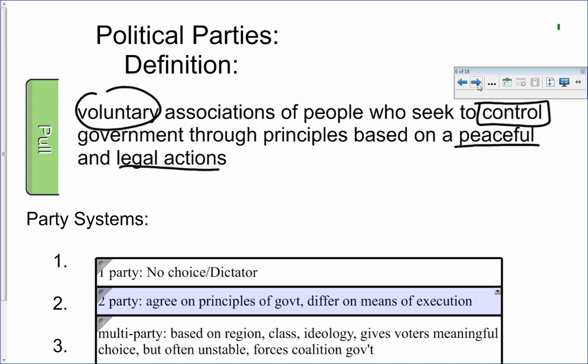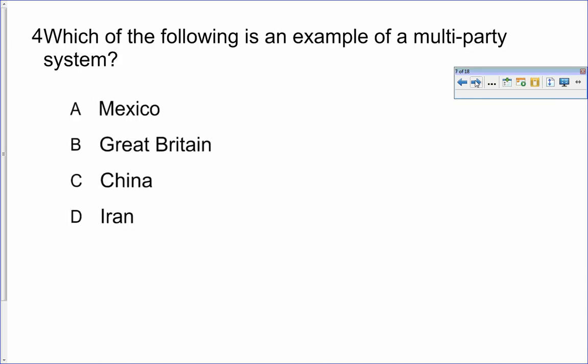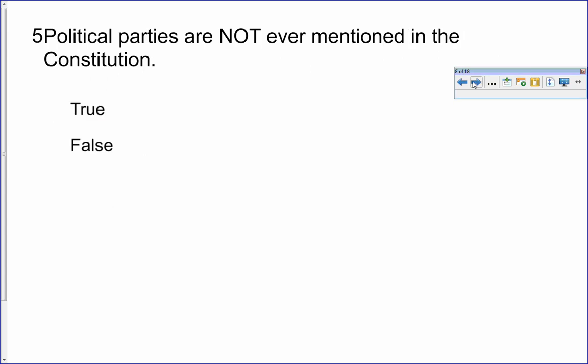All right, here's Ms. Schultz with another question for you. So look at the following question. Which of the following is an example of a multi-party system? Again, the United States, we have a two-party system. That doesn't discount that we have third parties, but the correct answer, if you want to pause, is A, Mexico. That's multi-party, so a lot of different interests represented, but not under too large tents, very unstable.